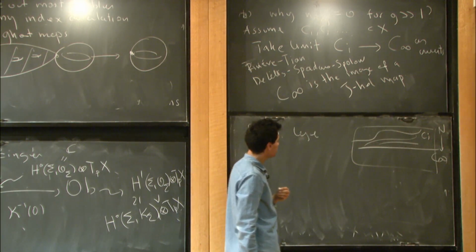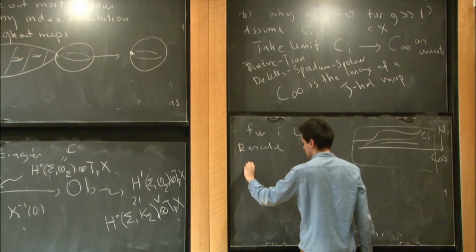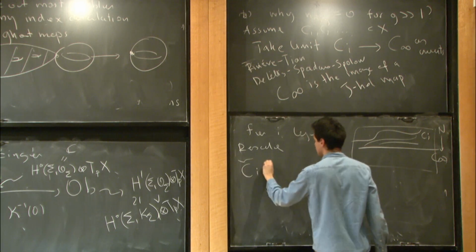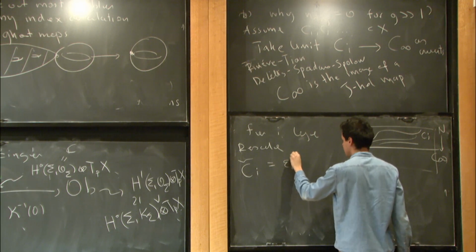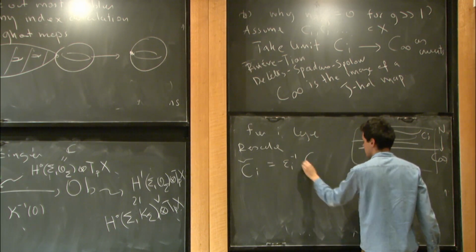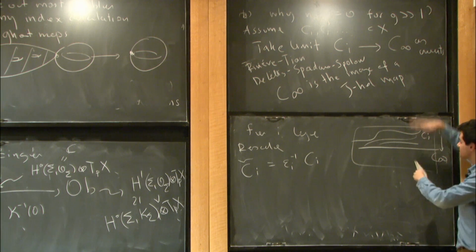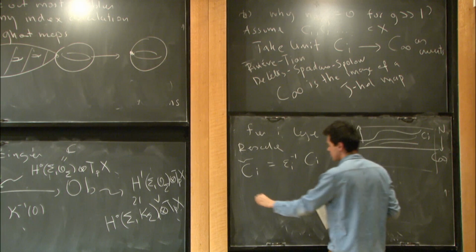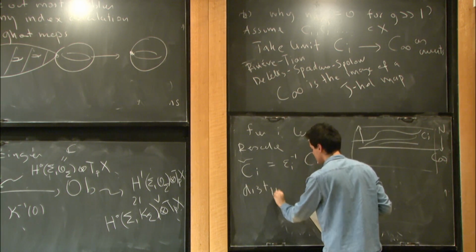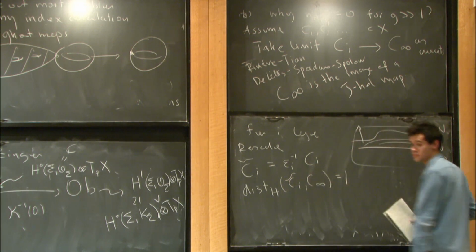So if you want to extract more information, what you can do is rescale. Set C_i tilde to be epsilon_i inverse times C_i. I choose a sequence of numbers epsilon_i, and because now I'm in the normal bundle, I can start rescaling in the normal direction, in such a way that the Hausdorff distance of C_i tilde and C infinity is 1.